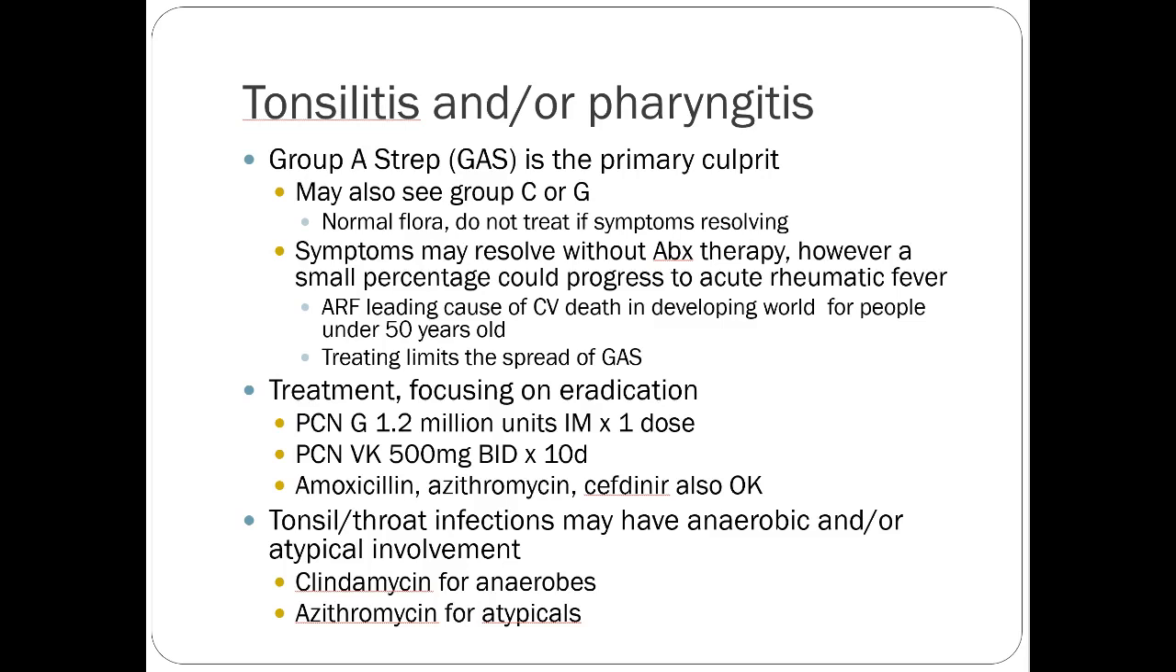Cefdinir, a third generation cephalosporin, would also be an option you could try. Tonsillar infections or more severe throat infections could have anaerobic or atypical involvement. So clindamycin will actually work pretty well to cover upper respiratory flora, and it also has anaerobic coverage as well. So that could be one for a dental abscess, which isn't really on this slide at all, or a tonsillitis might be something like that. Azithromycin is going to cover atypical pathogens, so you could add it on to something. Again, you probably aren't going to have to go that far down the rabbit hole with some of these, but something to think about.